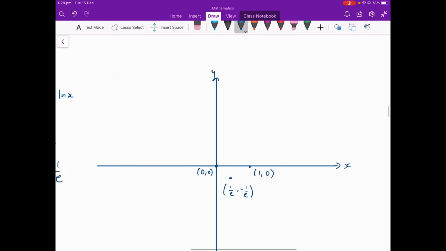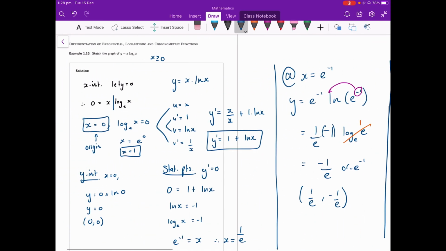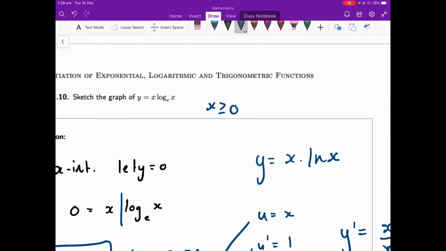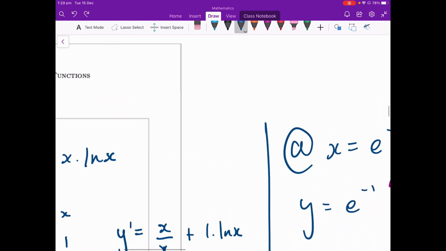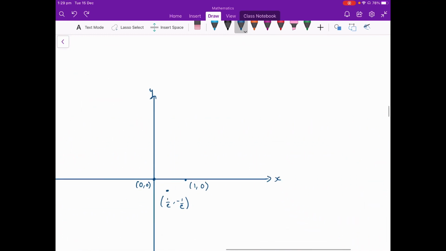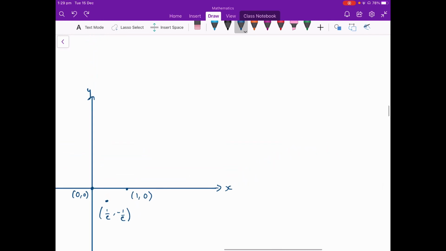Now, if I consider the original equation, when x gets really large, I'm going to have a really large number multiplied by an increasing positive number as well. So that means it's actually going to look a bit like a parabola, and it's just going to go upwards. Okay, so that is y equals x log to the base e of x. There we go.